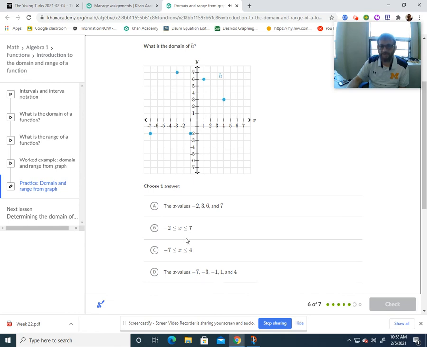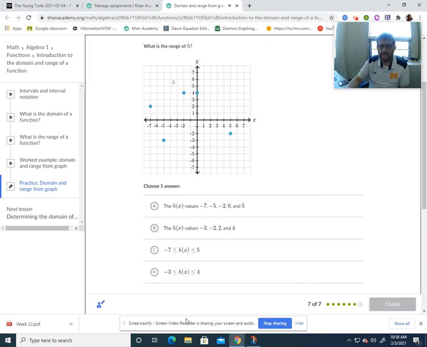Back to one with dots, so B and C are definitely out. We're wanting domain, so we're talking about X values. So we have a -7, then we have a -3, then we have a -1, then we have a +1, and then we have a 4. Right here.